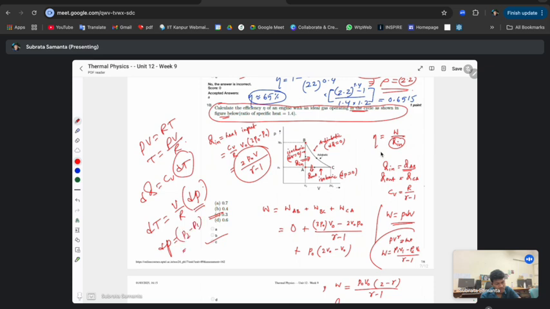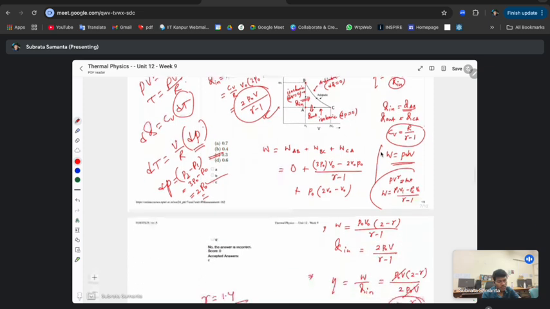So this 3 P naught minus P naught is 2 P naught, right? And then CV and the V naught over R. Once you replace this CV with R over gamma minus 1, the R cancels, so only gamma minus 1 is left in the denominator, and we calculate this.